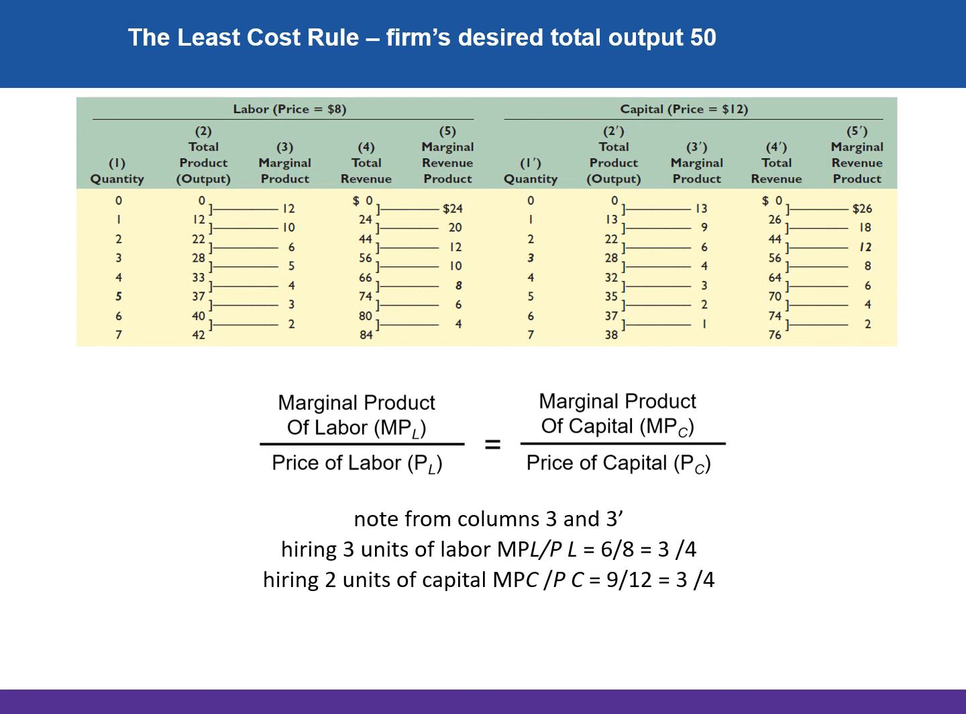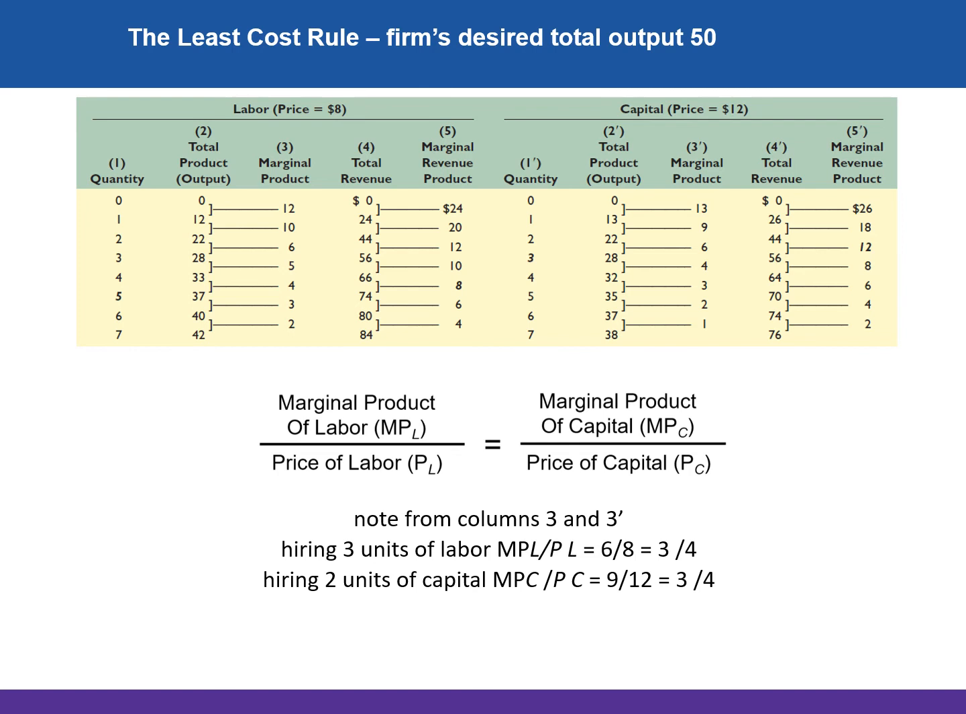Now we have the equation here where the firm will figure out where the last dollar spent on each resource yields the same marginal product by equating the marginal product of labor over the price of labor. That must equal the marginal product of capital over the price of capital. So we know the firm wants to produce 50 units of output. Now we're trying to figure out what combination of inputs, in this case labor and capital, will minimize cost of production.